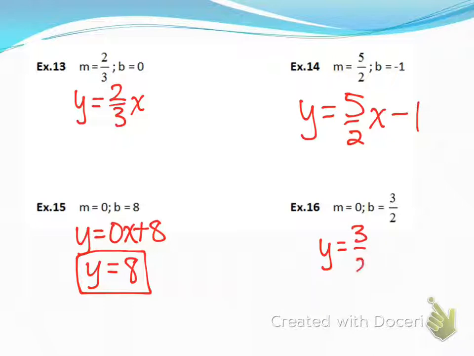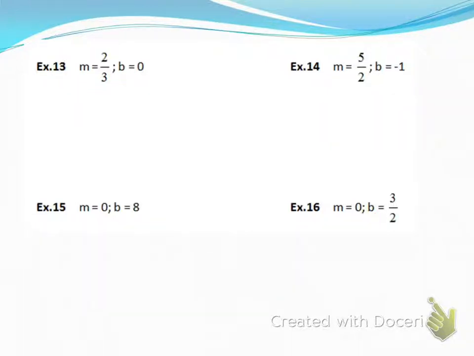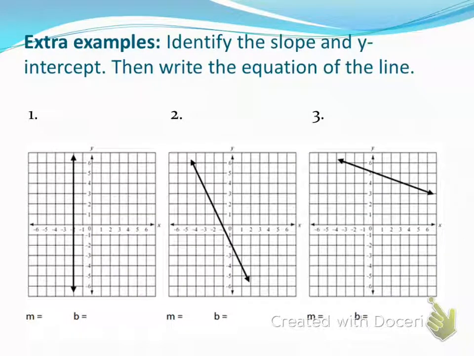Very good. Y equals 3/2. Again, if you started off with y equals 0x plus 3/2, that's okay, but we should recognize that it will simplify to just y equals 3/2. All right, these are not in your notes, but they are in our slideshow, so we're going to go through a few more examples because we got plenty of time still.